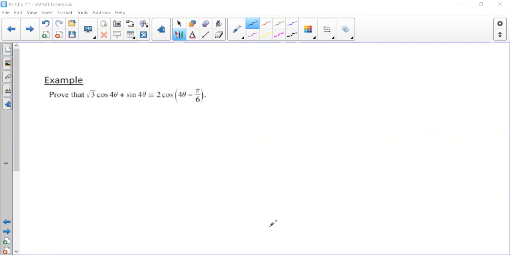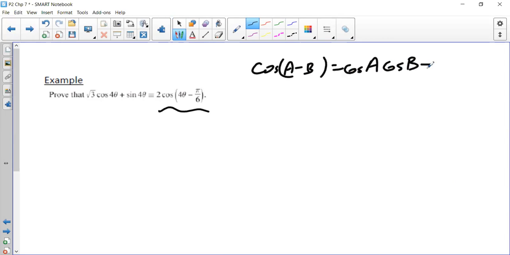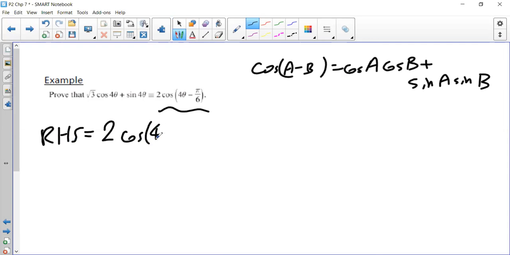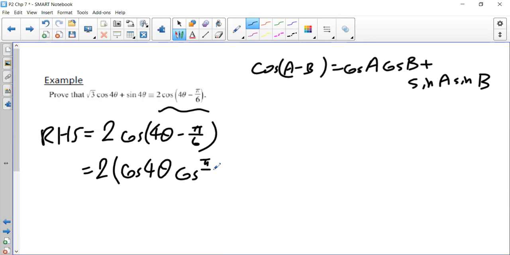Right, in this question, I'm not going to start on the left hand side. The reason being is I see cos(A minus B). Just to remind you, cos(A minus B) equals cos A cos B plus sin A sin B. This is given in the formula booklet. So I'm going to start from the right hand side. Right hand side equals 2 cos(4 theta minus pi over 6) equals 2 times cos A cos B plus sin A sin B.